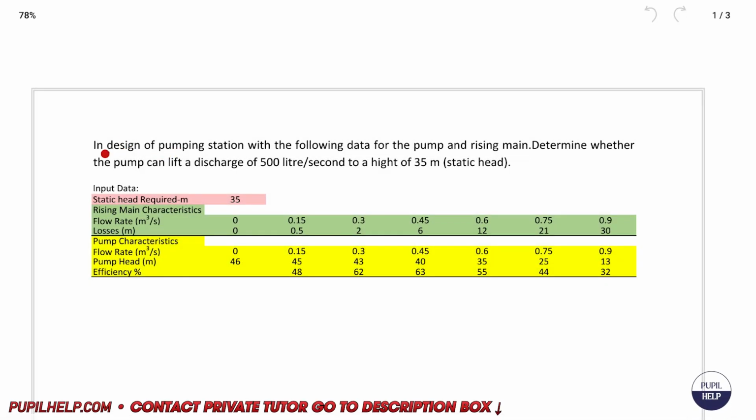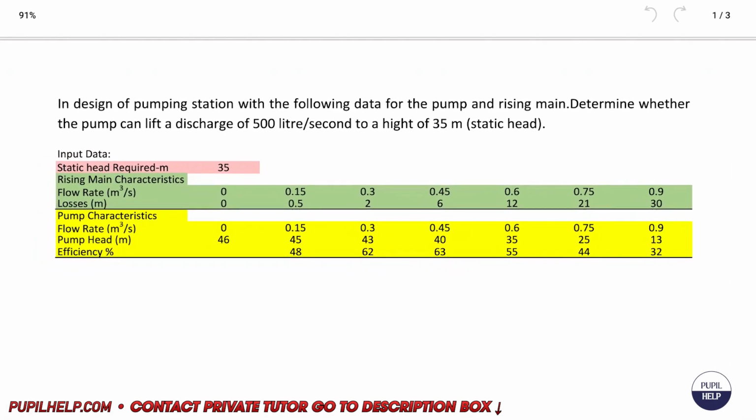In pump design, this is the example for pump design. In design of a pumping station with the following data for the pump and rising main, determine whether the pump can lift a discharge of 500 liters per second to a height of 35 meter static head. What's given here is we have a pumping station and the static head required for this pumping station is 35 meter.